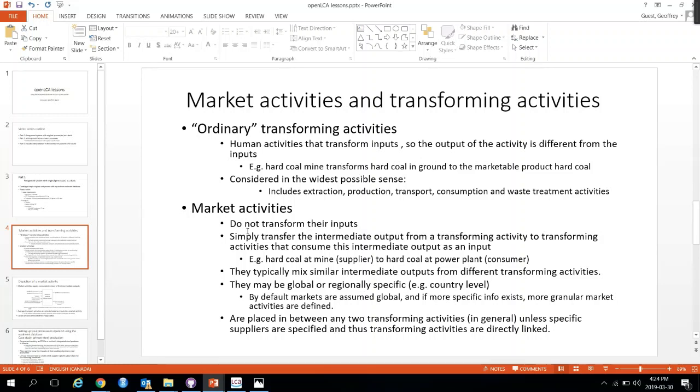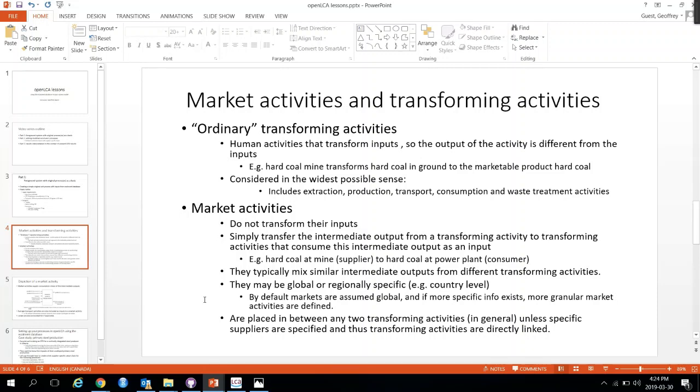So pretty self-explanatory. Whereas the market activities or consumption mixes that are found in ecoinvent, you'll basically see in the activity name "market for". And anywhere you see that, that means it's a consumption mix. And so the way it works is that the inputs are a mix of transforming processes from various providers. It could be one or it could be several, along with transport requirements, and it could include some other things as well.